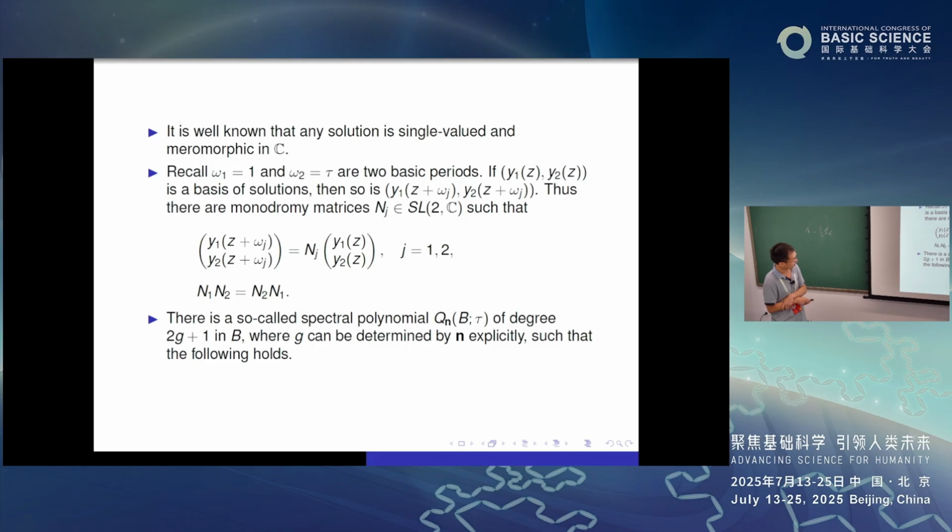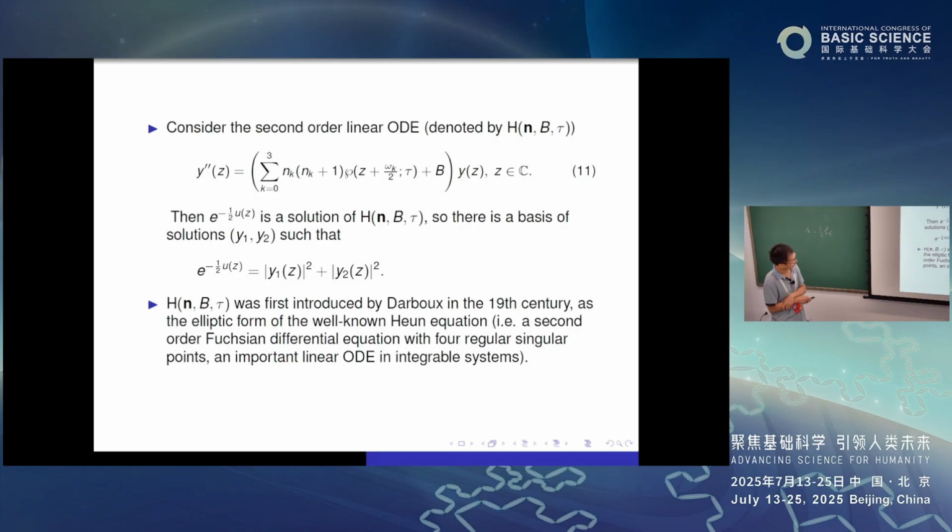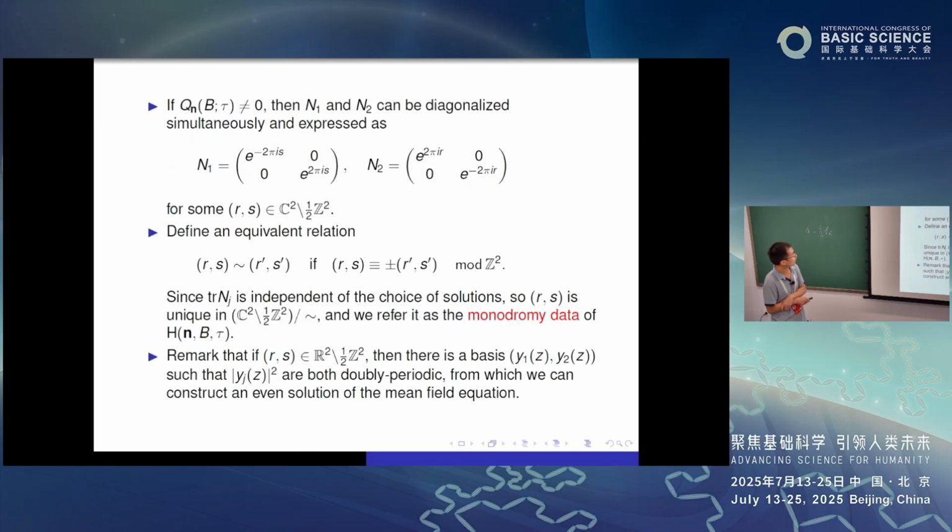So there will be a so-called spectral polynomial of B. Where is B? B is here. So that is a polynomial of B such that if B is not a zero of this polynomial, then N1 and N2 can be diagonalized simultaneously. So we write it in this way, and there are two important parameters, R and S. We call it (R, S), known as the monodromy data of this complex linear ODE.